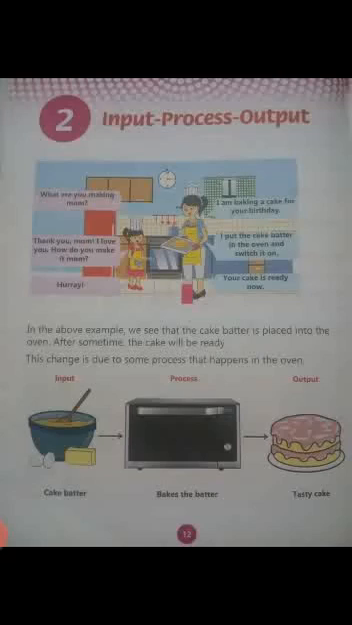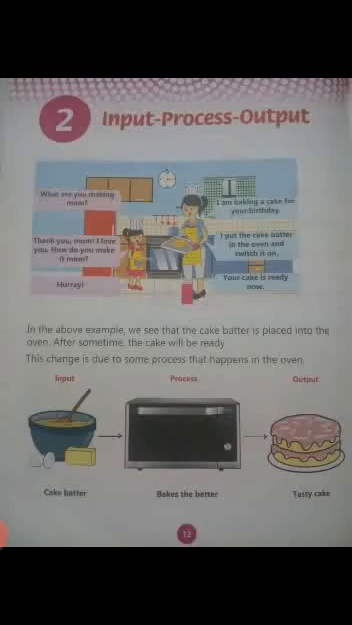So in the above example, we see that the cake batter is placed into the oven. After some time, the cake will be ready. This change is due to some process that happens in the oven. So input is what? Cake batter. That is input. So process is what? Bakes the batter. Output is what? Tasty cake. So this is called input, process, output. So input is cake batter, process is bakes the batter, and output is tasty cake.